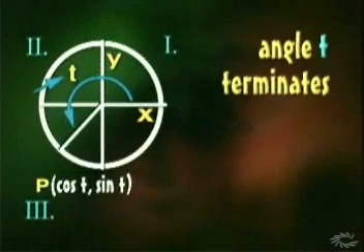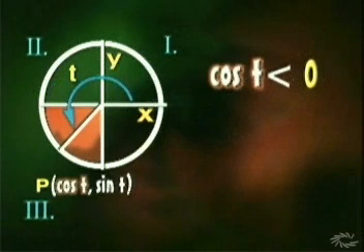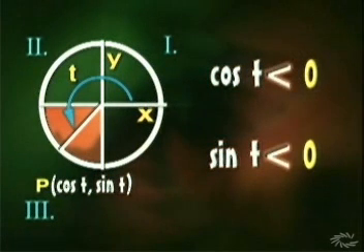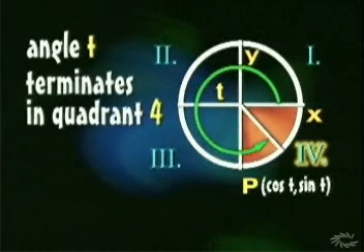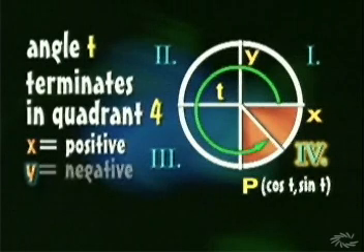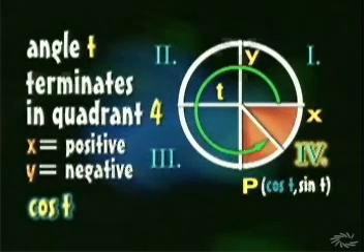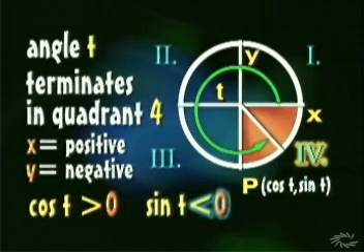Now, if angle T terminates in quadrant 3, then both coordinates are negative, so that the cosine of t and the sine of t are both less than 0. So the cosine and sine of any angle in quadrant 3 is always going to be negative. Remember that. And finally, if t terminates in quadrant 4, then the x-coordinate is positive and the y-coordinate is negative. So the cosine of t is greater than 0, while the sine of t is less than 0.